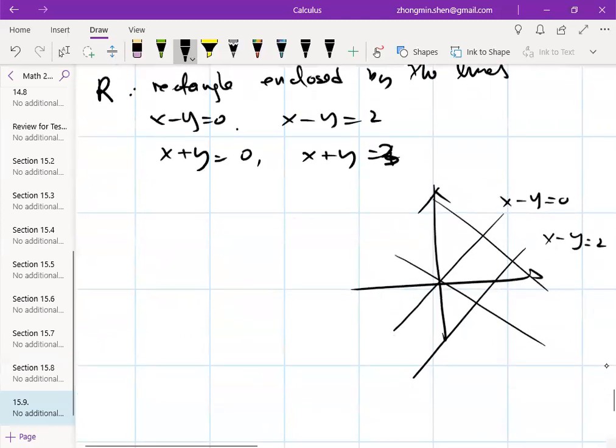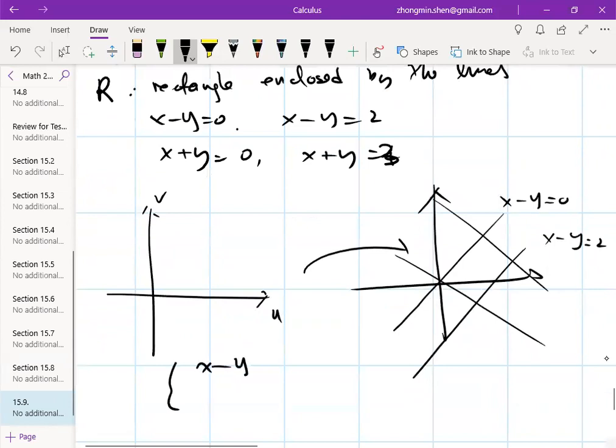So how can I find a good map which sends a nice rectangle to here? This is not in the right position. So what I'm going to do is use x minus y equals u, and x plus y equals v. So x minus y is between 0 and 2, so u is between 0 and 2. That's easy, right? And x plus y is between 0 and 3, so v is between 0 and 3.